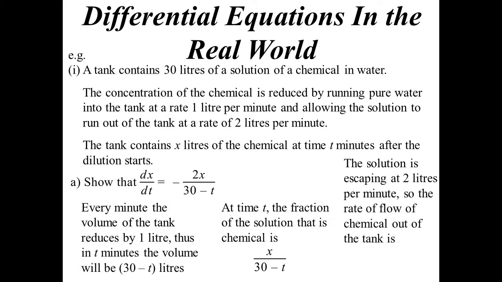But we also know it's escaping at 2 litres per minute. So therefore, the rate of flow must be twice that, and it'll be negative because we know the volume is decreasing. So dx/dt is minus 2x on 30 minus t.